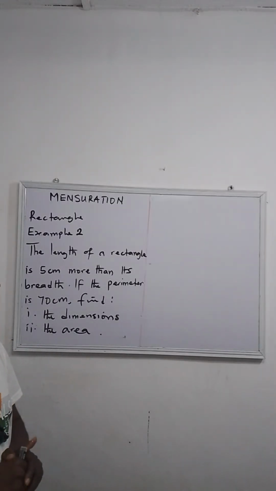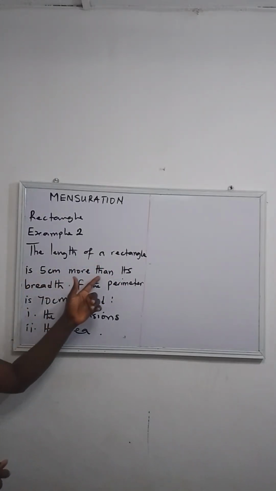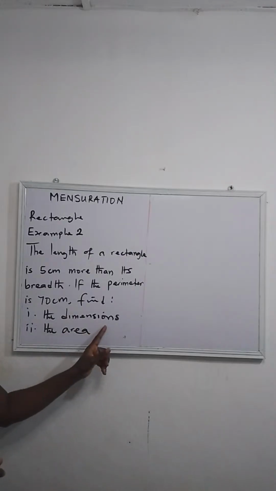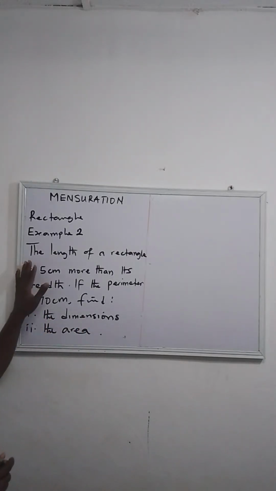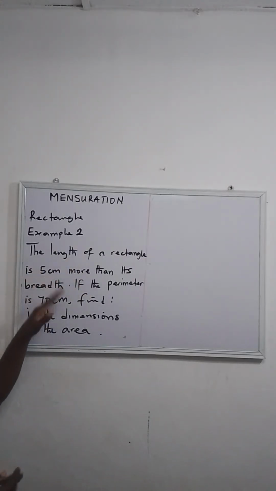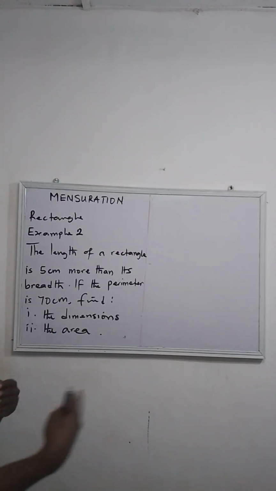All right. So now let's look at what we have here. The length of a rectangle is 5 centimeters more than its breadth. So if the perimeter is 70 centimeters, find the dimensions, and 2, the area. Now let's solve the first part of the question. We are told that the length of the rectangle is 5 centimeters more. So if it is more, that means once I get the breadth, I will add 5 to it.